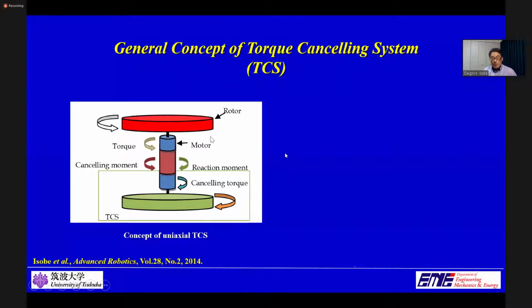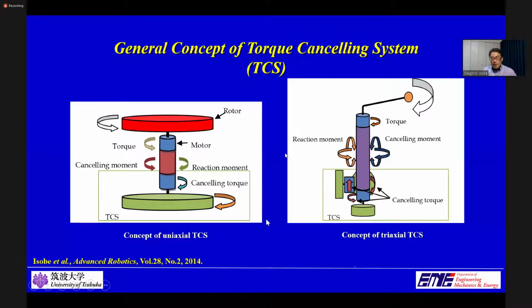Suppose a rotor is rotated by a motor with a specific torque. A reaction moment will occur around the rotating axis, which will make the whole body twist around this axis. To avoid this reaction moment from making the twist, we could generate a cancelling moment by another motor placed on the axis to supply a specific cancelling torque. Now please note that this cancelling torque is a perfect duplicate of this reaction moment.